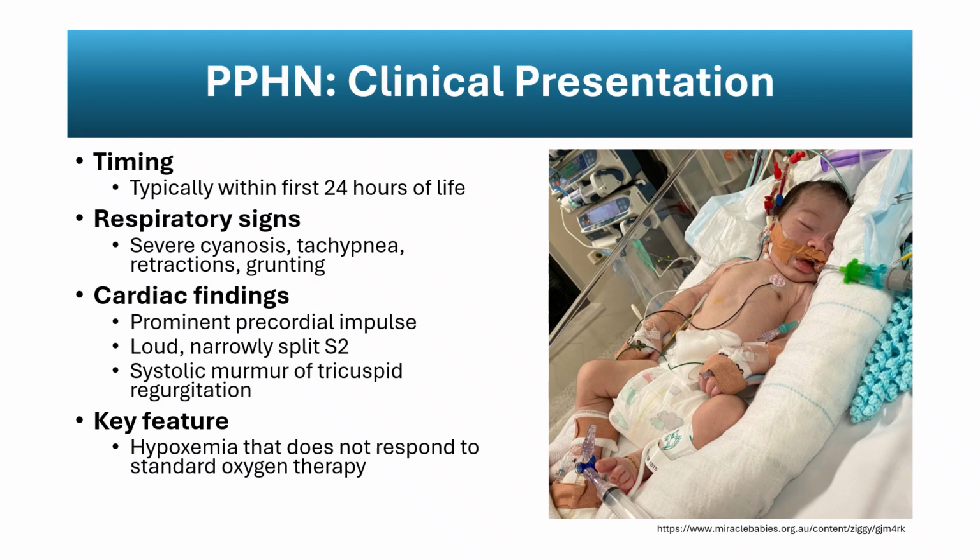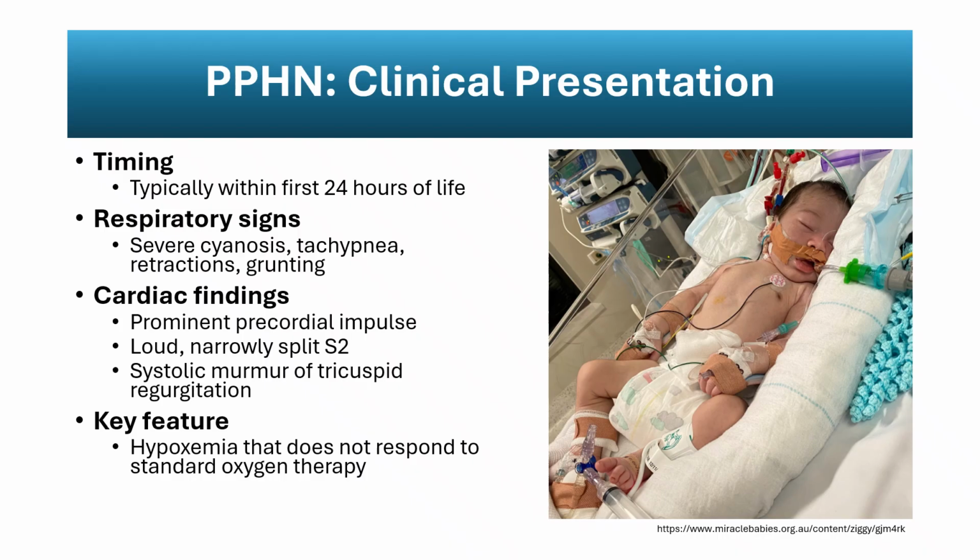PPHN typically presents within the first 24 hours of life with hypoxemia that does not respond to standard oxygen therapy. Infants often exhibit tachypnea, retractions, and grunting, reflecting increased work of breathing caused by elevated pulmonary vascular resistance. Cardiac findings indicate right ventricular pressure overload.